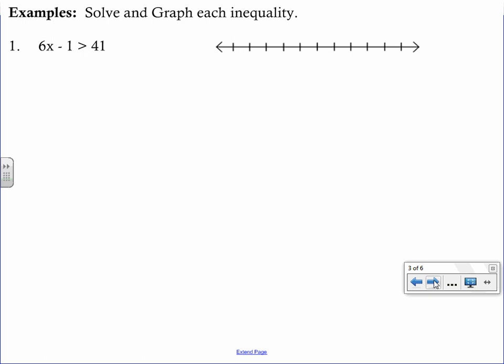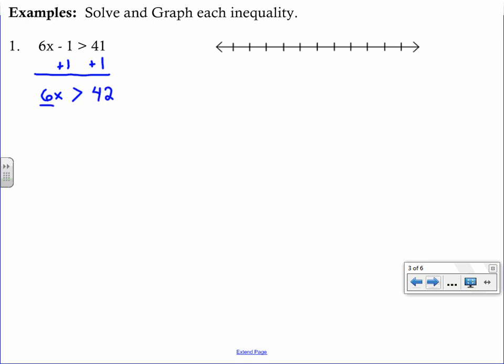Our first example is a two-step equation. So we don't have to distribute or combine like terms or even get all the variables to one side. There's very little work to do for this one. So we're going to begin by adding 1 to both sides, just like we did for equations. We bring down the 6x, the 1's cancel, and we bring down our inequality symbol. So the greater than symbol is going to stay there. We add the numbers to get 42.